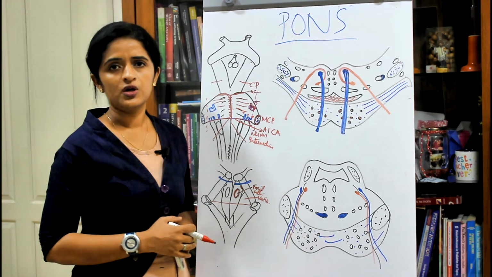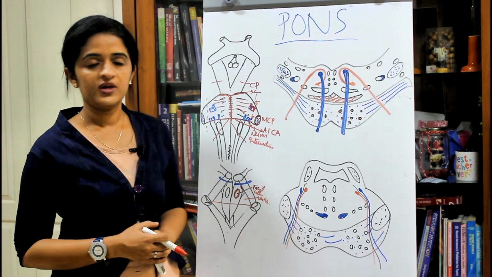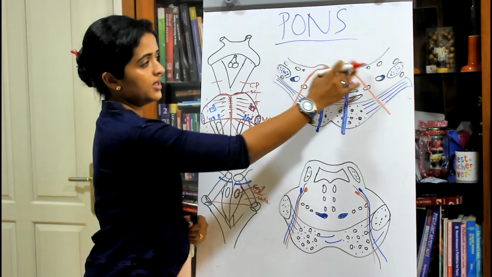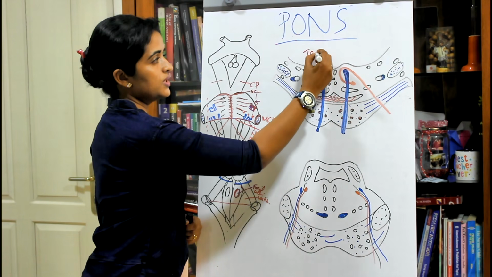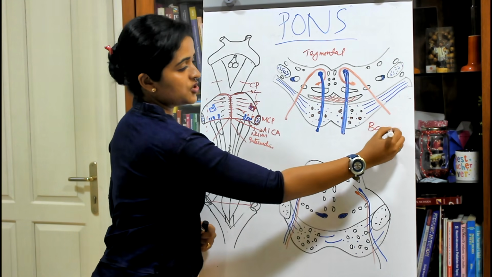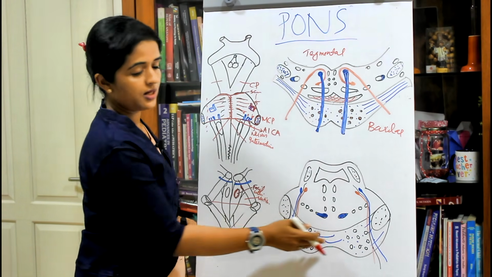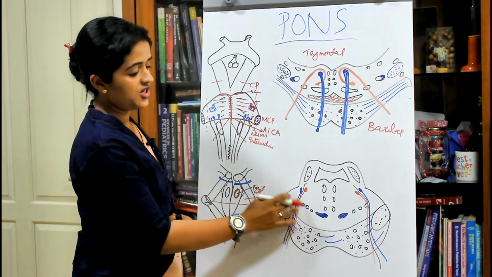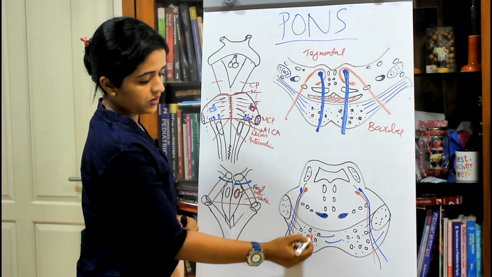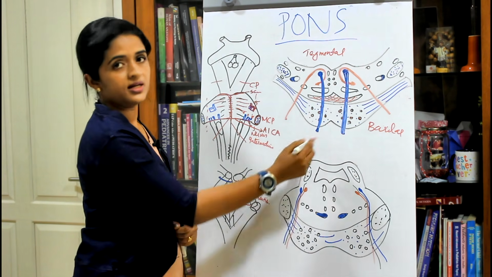Now we will move on to the internal structure of pons. When we talk about the internal structure of pons, we can divide the pons into two parts: a ventral basilar portion and a dorsal tegmental portion. You call the dorsal portion the tegmental portion and the ventral portion the basilar portion. If you compare these two parts, we can see that the basilar portion is almost the same throughout the pons, whereas the dorsal tegmental portion differs.